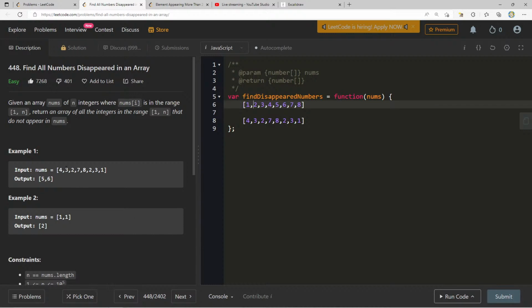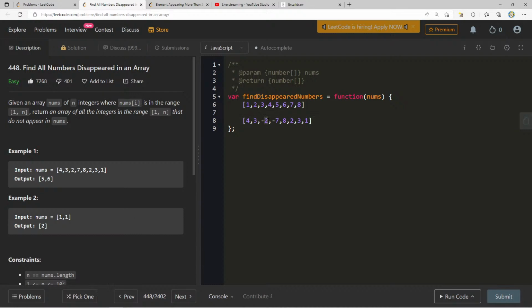And I think even the better way of doing this is to use this here. So if I'm looking for a 4, I say I want to go to index 4 minus 1, and that's going to be index 3. So 0, 1, 2, 3, and I'm going to put a negative 7 here. Then I'm going to go to 3. I'm going to go to index 3 minus 1, which is 2. 0, 1, 2. I'm going to make that value negative.